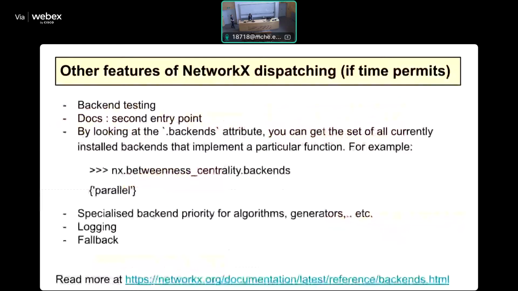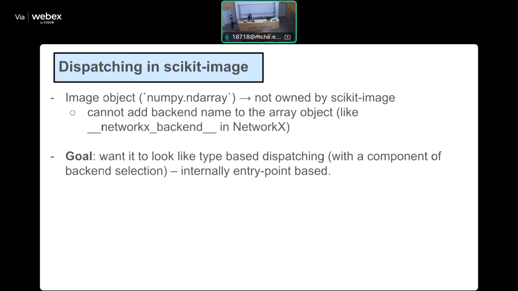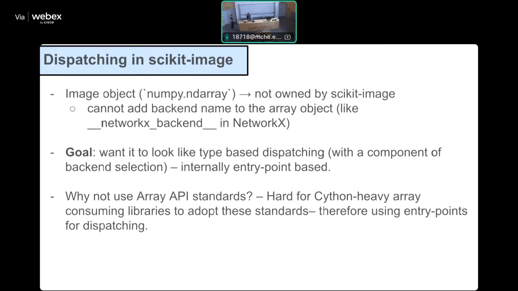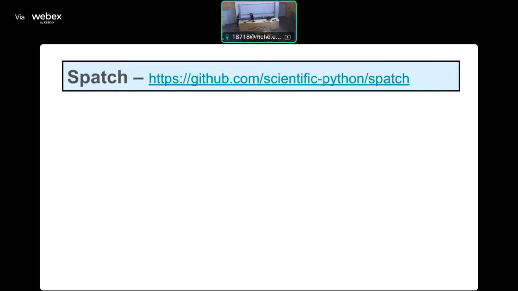And in scikit-image the main object is numpy arrays instead of a graph object, and you cannot modify it because it's not owned by scikit-image. So type-based dispatching is a bit difficult, but that's the goal. And API standards are hard to adopt because of their size and heavy nature. One possible solution is Spatch, and Sebastian is going to talk about it.